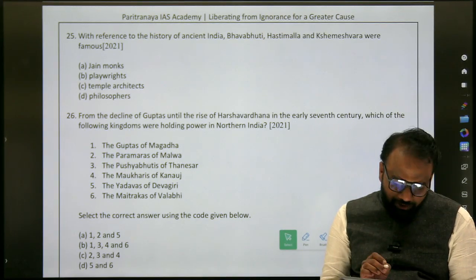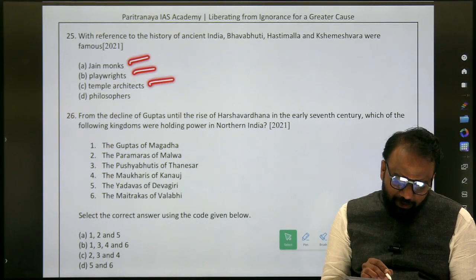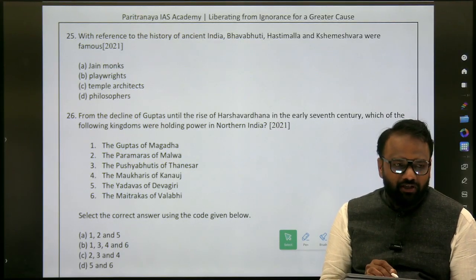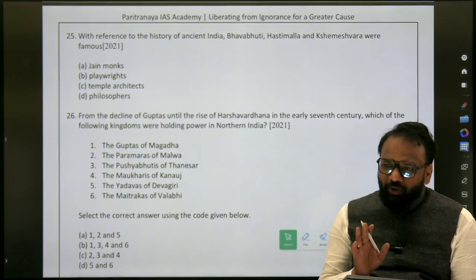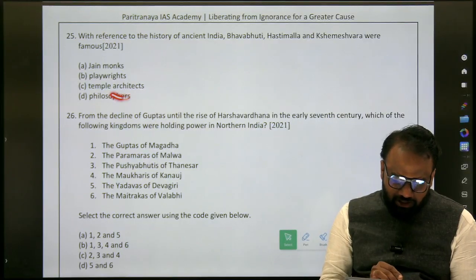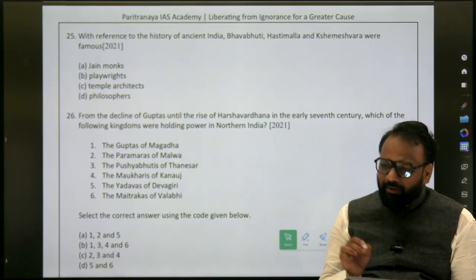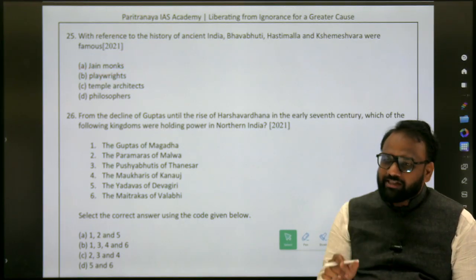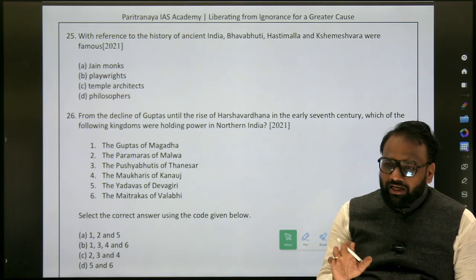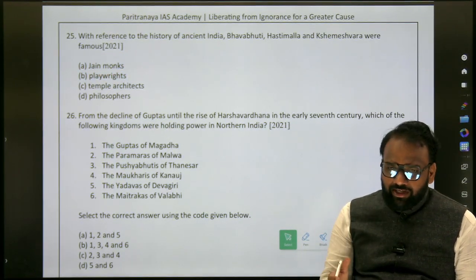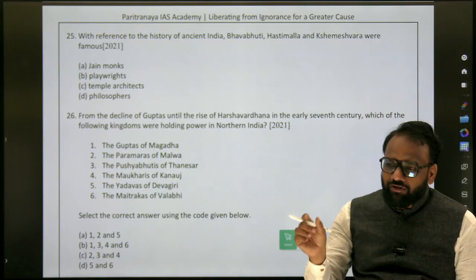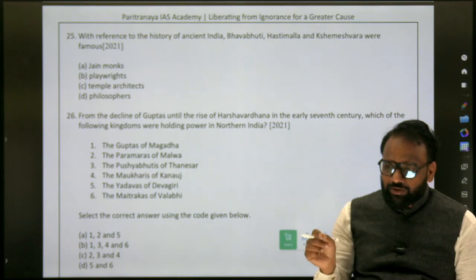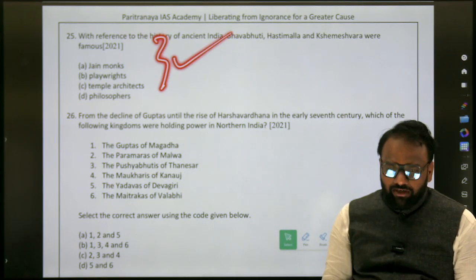Next, apart from that, what can you focus on? Jain monks, playwrights, temple architects, philosophers. When it comes to philosophers, there are so many, so we will not do an exploration exercise for philosophers. Temple architects we very rarely come across, so we will not do it. But Jain monks are important, so we will prepare the same list. You will not prepare an extra list; I have already prepared it: personalities and the religion with which they are associated. At least basically you will prepare that list. So that will be the revision for this question.